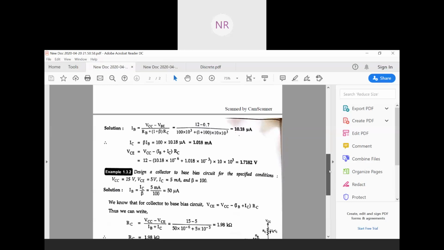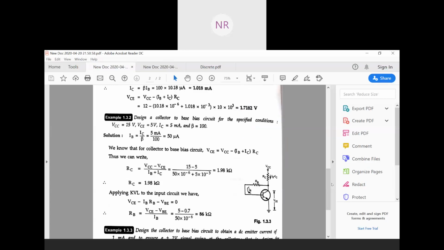Okay. Next is design a collector to base bias circuit for the specified conditions. The conditions are given here, and you're going to design the collector to base bias circuit. This is one more name given for this. In a sense, biasing is provided through this feedback resistor. That is why the name collector to base bias circuit.